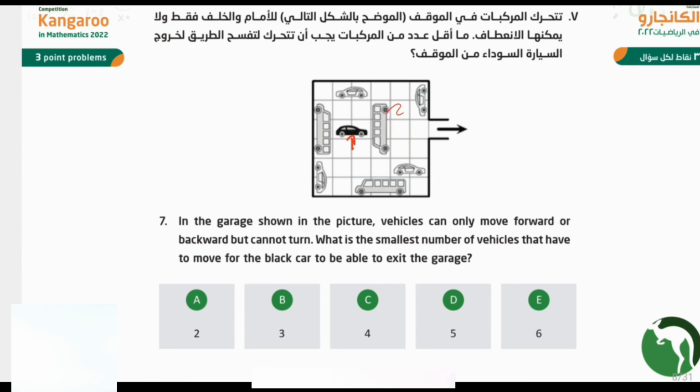So we should move this one forward. But to move this one forward, we should move also this one to this place, like this. And to move this one to this place, also we should move these 2 cars upward, like that. So we need 1, 2, 3, and 4 cars to move, 4 cars, in order to make this black car exit the garage. So here C is the correct answer.